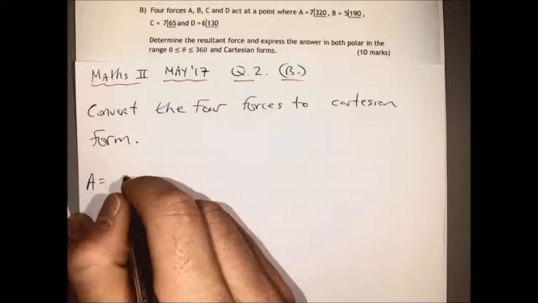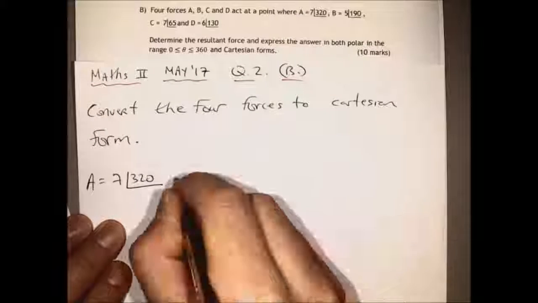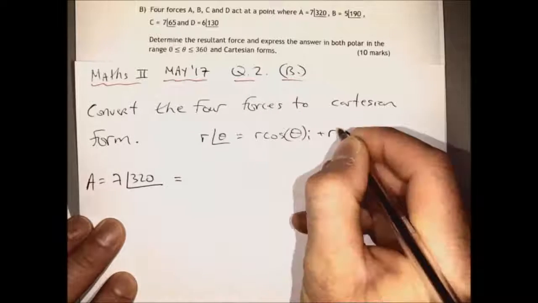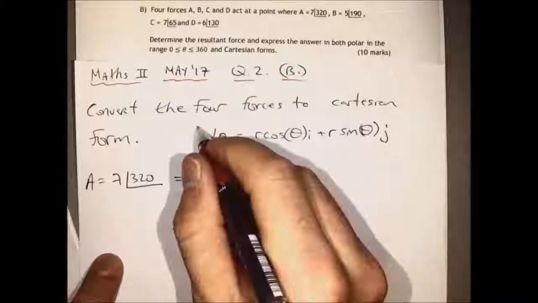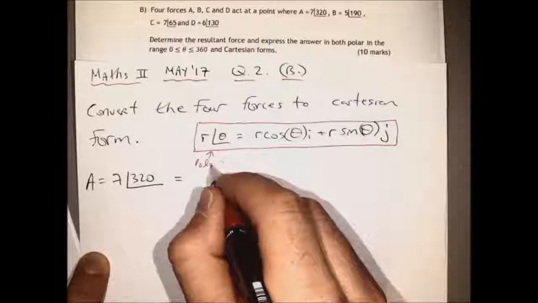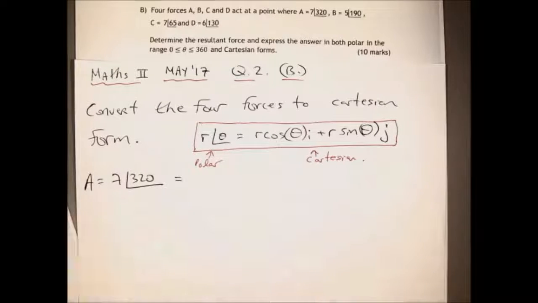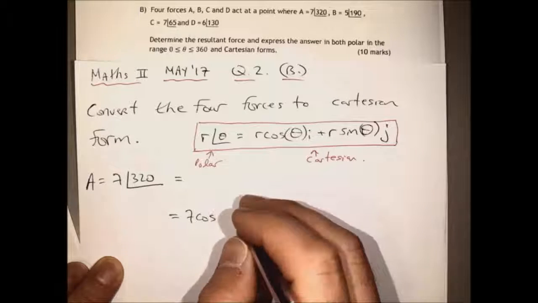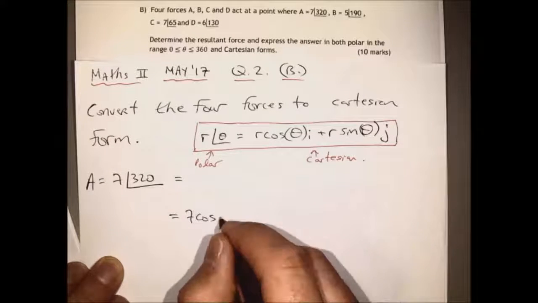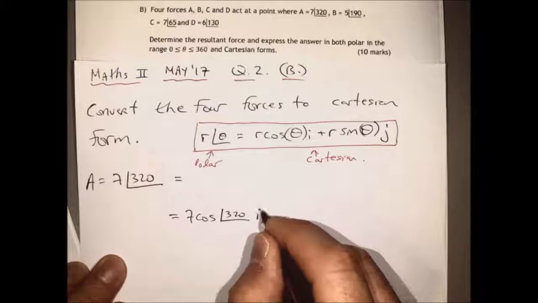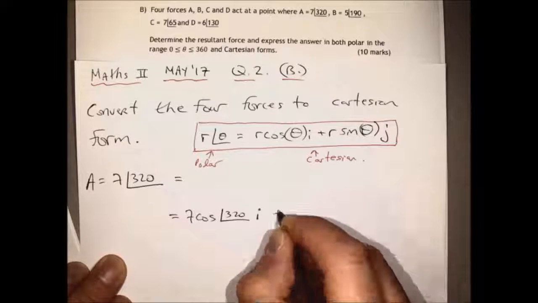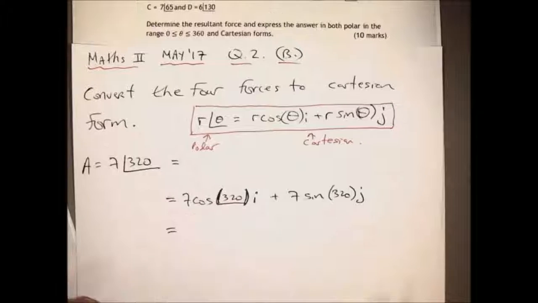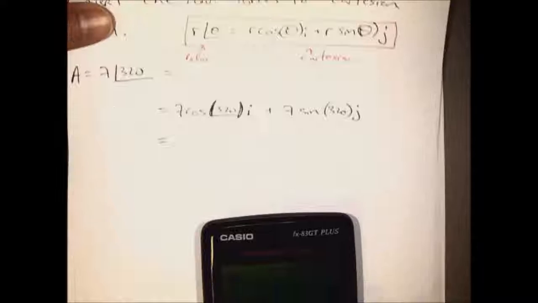So let's convert the four forces to Cartesian form, and our forces are A is 7, magnitude of 7 with an angle of 320 degrees. And that's our formula there for converting from polar to Cartesian. So our angle is 320 there for force A. We'll stick that in instead of theta into the formula. Our magnitude is 7, that goes in instead of R. And we'll just work those guys out.